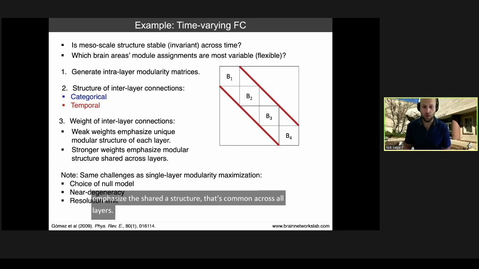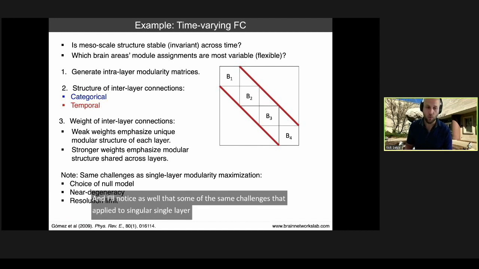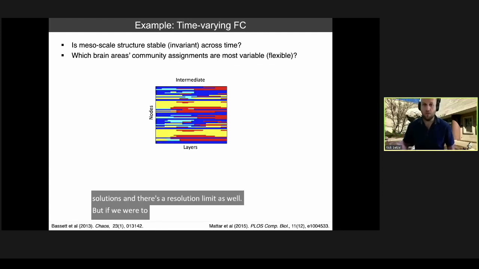And I'll note as well that some of the same challenges that applied to single layer modularity maximization apply here as well. So we need to be very careful about our choice of null model. There's still a near-degeneracy of solutions, and there's a resolution limit as well. But if we were to then take that big matrix and feed it into, say, a Louvain algorithm, it'll give us back something that looks like this.